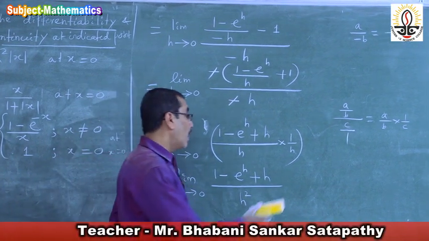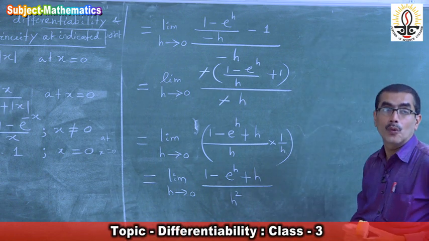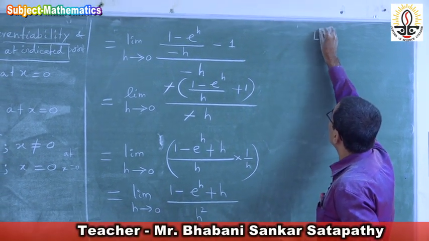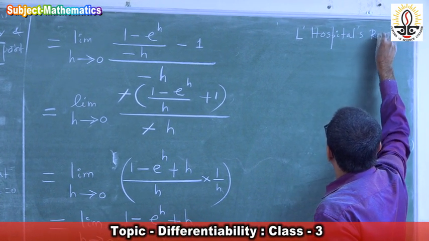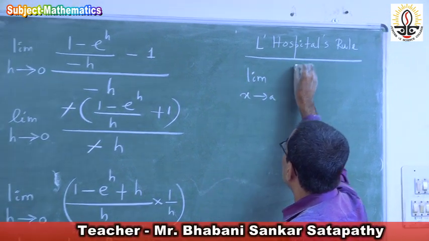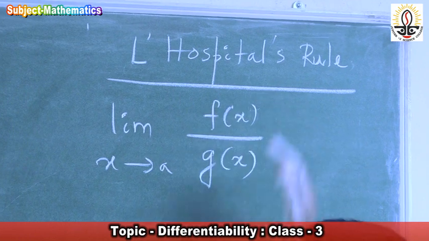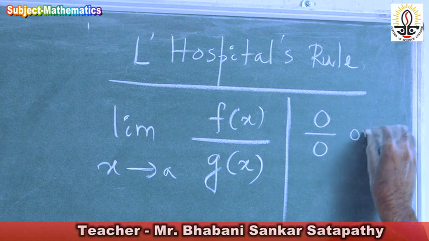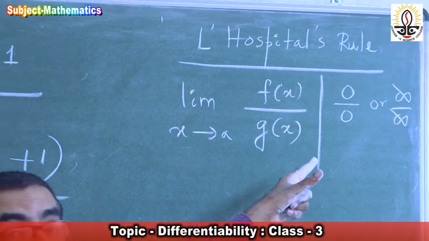Now see how this problem is solved. I will use the concept of L'Hopital's rule to solve this limit. So what does it mean? L'Hopital's rule: limit x approaches to a, f of x divided by g of x. Suppose the problem is like this and it is in the form 0 by 0 or infinity by infinity.